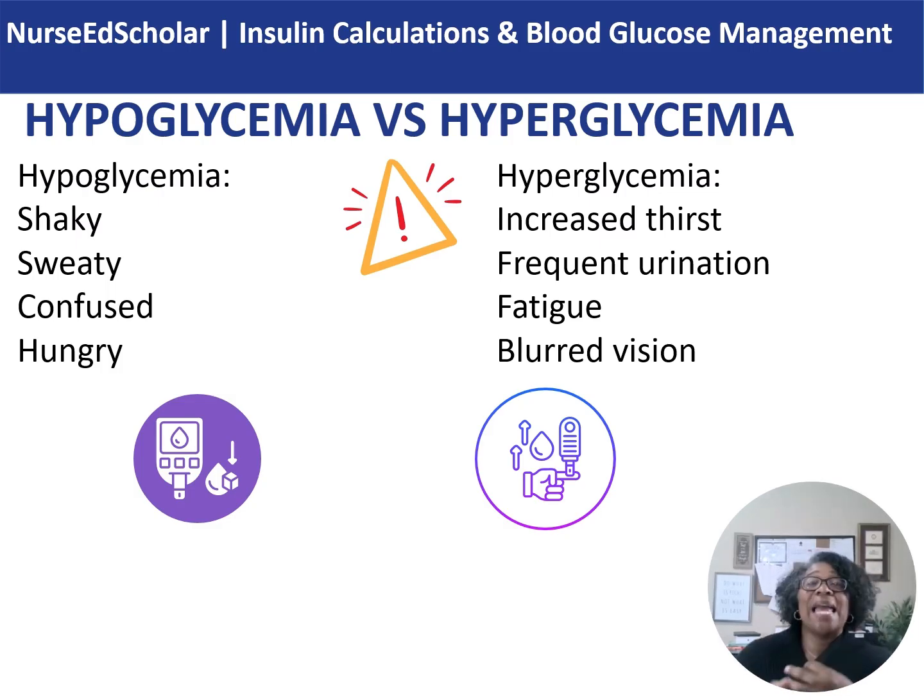And then if your patient has hyperglycemia, they may have increased thirst, increased urination, they may be fatigued, they may have blurred vision. And so it's always good to know these signs and symptoms. So when you recognize them, you can kind of develop an idea of what is going on with your patient.